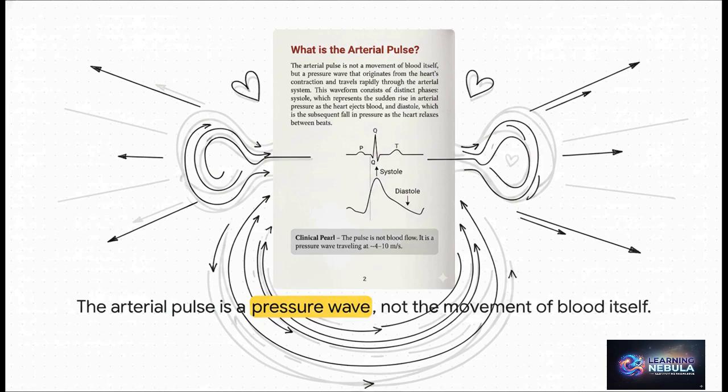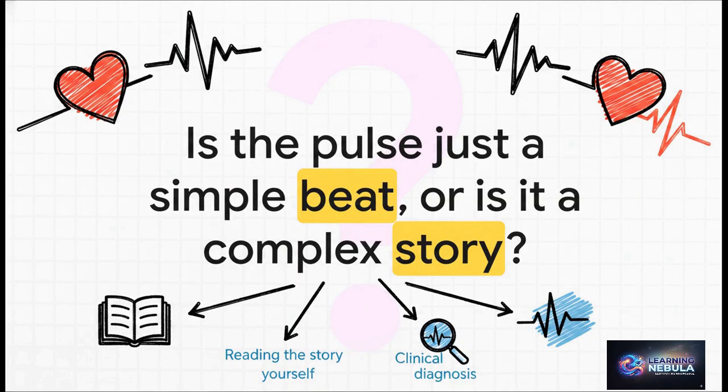You might think we're feeling blood rushing past our fingertips, but it's actually way more interesting than that. As you can see here, what we're really feeling is a pressure wave. It's this pulse of energy from the heart's contraction that travels about 10 meters per second. That's so much faster than the blood itself. And this is exactly what we're going to dig into today.